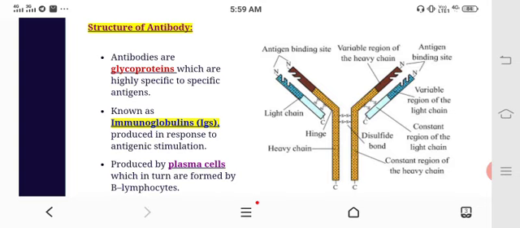Now antibodies are glycoprotein molecules which are highly specific to specific antigens. They are also known as immunoglobulins, produced in response to antigenic stimulation. The antibodies are produced by plasma cells, which in turn are formed by the B lymphocytes.